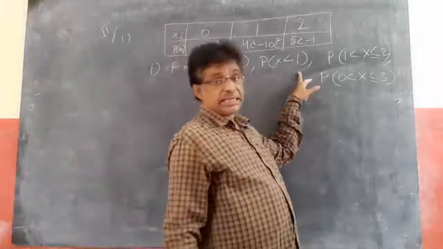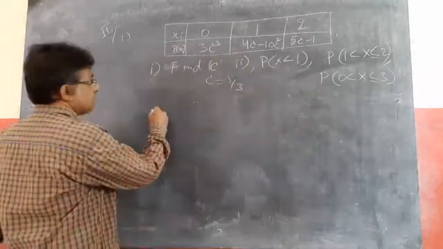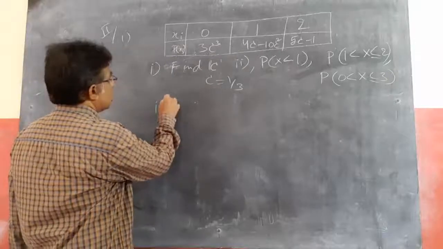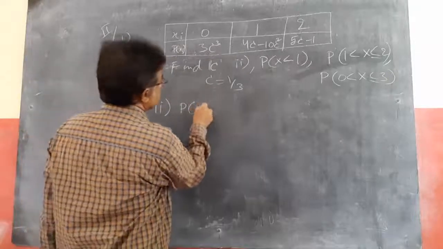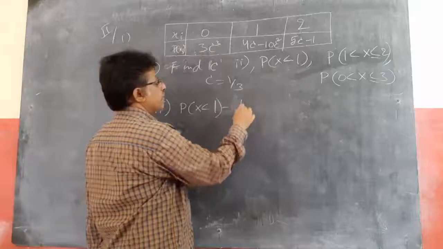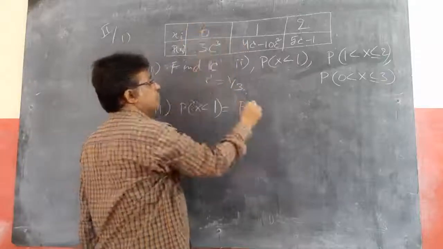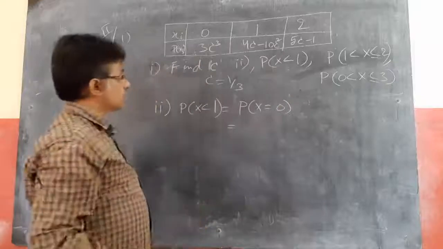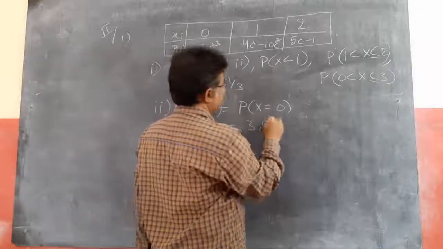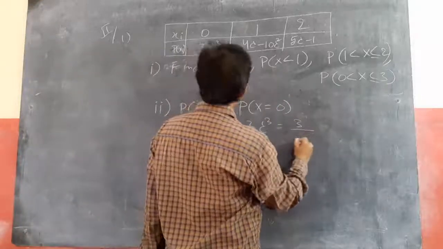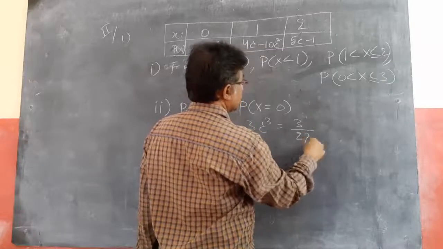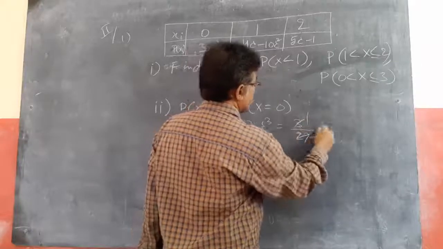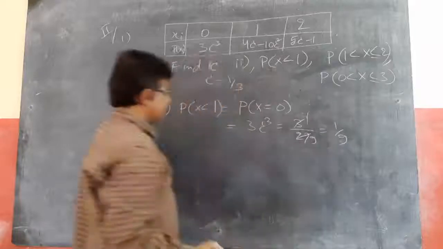P of x less than 1. We already discussed what P of x less than 1 is. P of x less than 1 means, what are there? Only P of x equal to 0. That is 3c cube, which is equal to 3 by 3 cube, 27. So 3 ones are 3, 3 nines are 27, equal to 1 by 9.